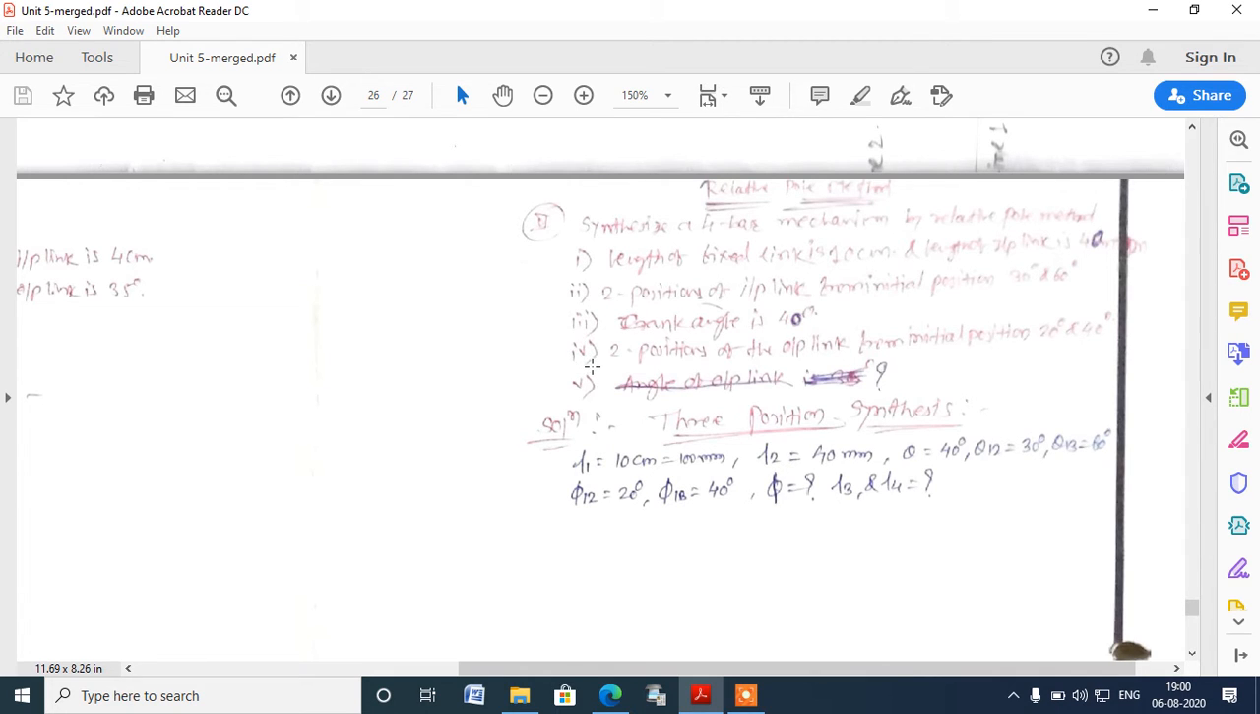So in the previous class we have seen the analytical method, then the graphical method also we have seen. In the graphical method, inversion we have studied. Through the method of inversion we have synthesized the 4-bar mechanism and slider crank mechanism. Then after that we started the relative pole method and we have seen the relative pole method for synthesizing the slider crank mechanism. Now today we will discuss the relative pole method for a simple 4-bar mechanism.